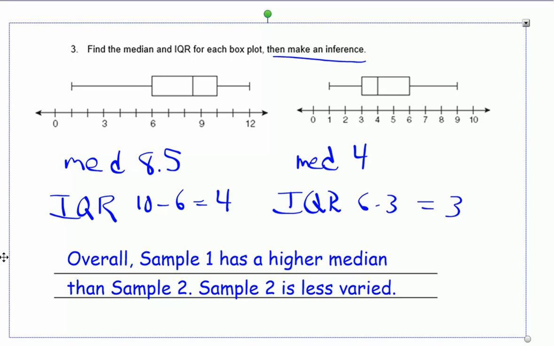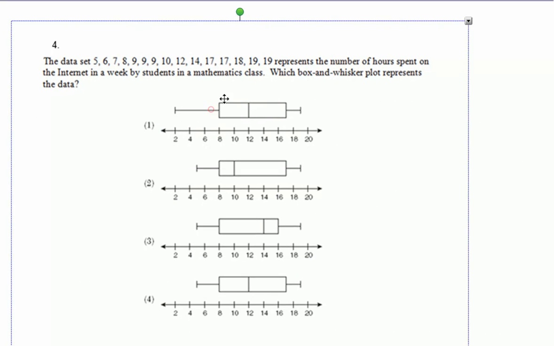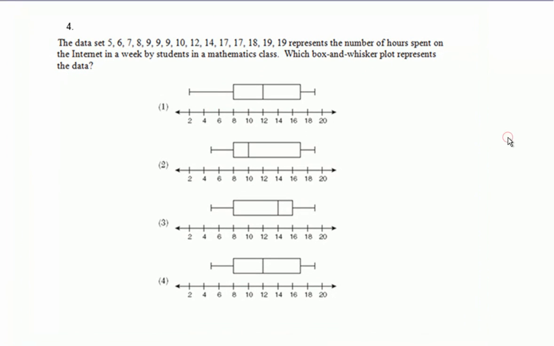Okay, on to the next one. This one, it was kind of interesting, the multiple choice question. It's asking you which is the correct box and whisker plot. It's kind of cool. So when I first looked at this, I said, wow, looks really confusing. I'm going to have to do a lot of work. And then I looked kind of carefully. I realized, oh, they're already in number order, so I don't have to do that. So that's cool. And then I started looking and I realized that these kind of look alike, except this one.